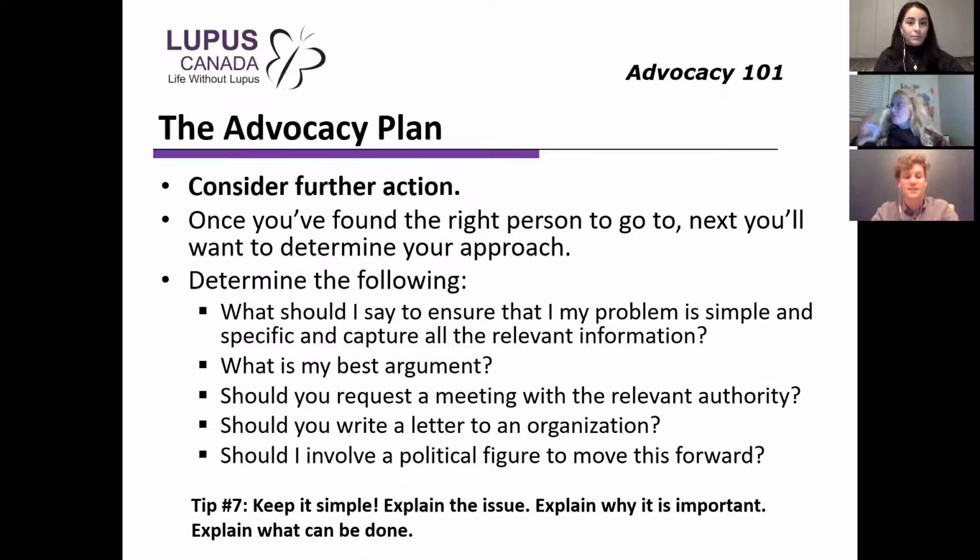Tip 7 says, keep it simple. Again, try to explain the issue, explain why it's important and what can be done. How you go about this will depend on what you feel most comfortable with. Perhaps you've done all of this work and you think, I can't sit down and speak to another person. Perhaps I'll just write a letter to someone and hope that they'll call me back, which is perfectly fine. That is one way of advocating. Perhaps you're hell-bent and you want an issue fixed and you're requesting a meeting, and that's good too. The approach that you pick is really dependent on you. There's no one size fits all here, and there shouldn't be, because every issue is different.